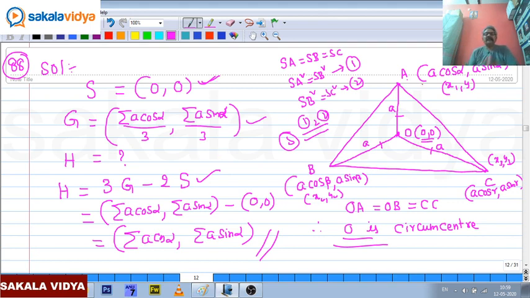Centroid. The centroid formula is x1 plus x2 plus x3 by 3, y1 plus y2 plus y3 by 3. That I have written as a cos alpha plus a cos beta plus a cos gamma by 3, sigma a cos alpha by 3, and this is sigma a sin alpha by 3. H is equal to 3 centroid minus 2 circumcenter. 3 into this one, the 3 cancels, so minus circumcenter we need to subtract. We get this answer.